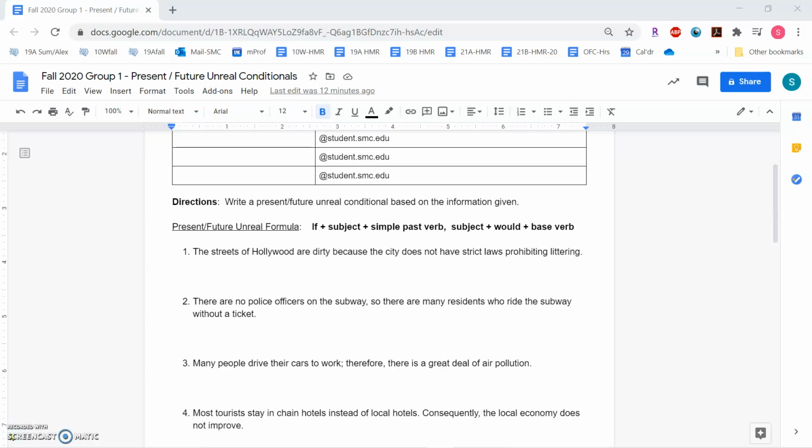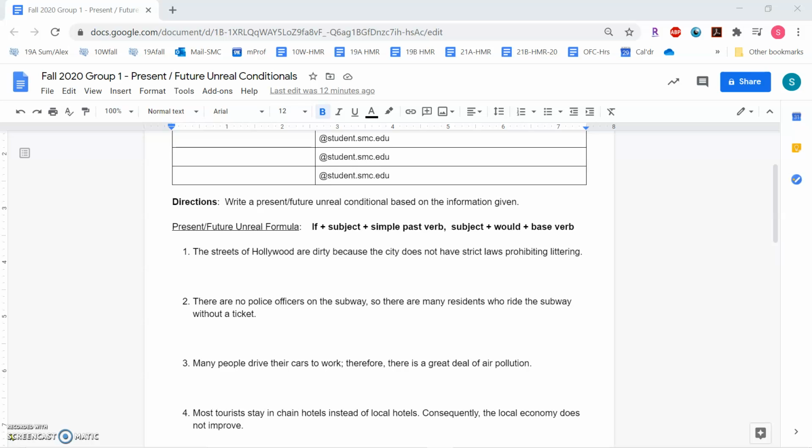So for this example, we're looking at one way we can use present future unreal conditionals, for when we want to imagine that a situation in the present was different and what the result would be. For example, what if we didn't have global warming? What if there wasn't unemployment and everyone had jobs? What if we all had free, high-quality health care? So we're going to do this kind of writing about imaginary situations that aren't true.